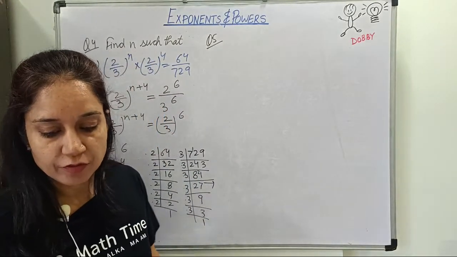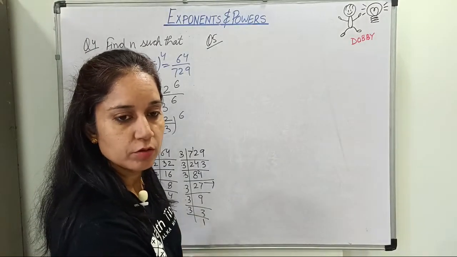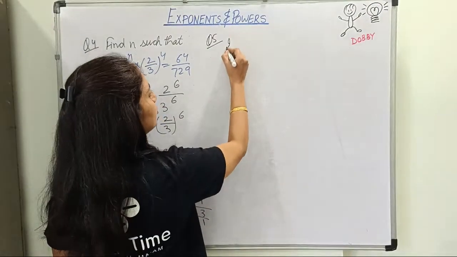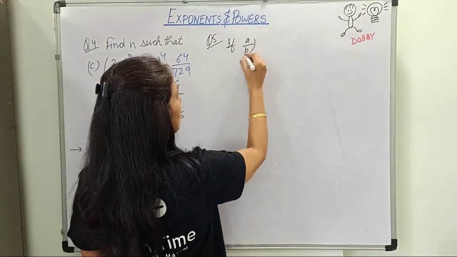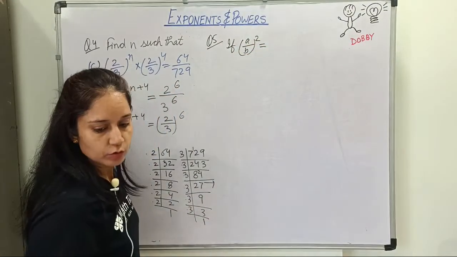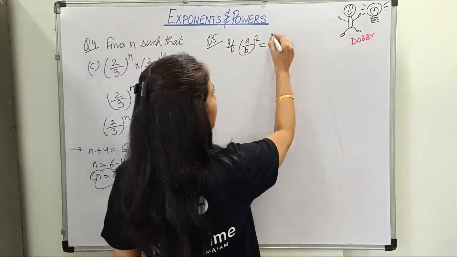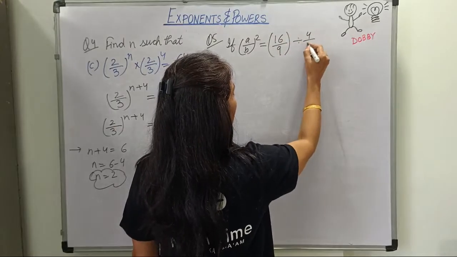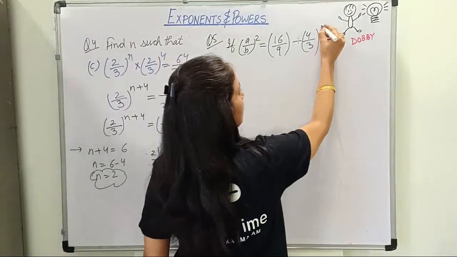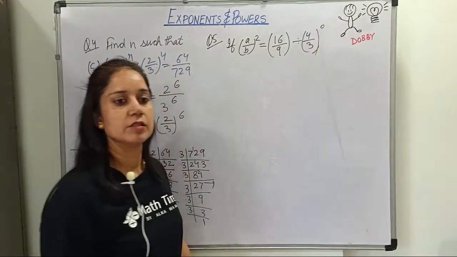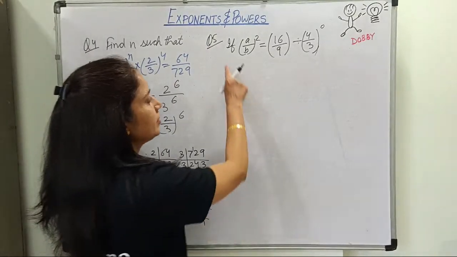Question number 5. If A upon B whole square. Yes, Huma, correct. Manya, correct. Zoya also correct. Write down the question along with me. If A upon B square is equals to 16 upon 9 divided by 4 upon 3 raised to the power 0. This is the question.